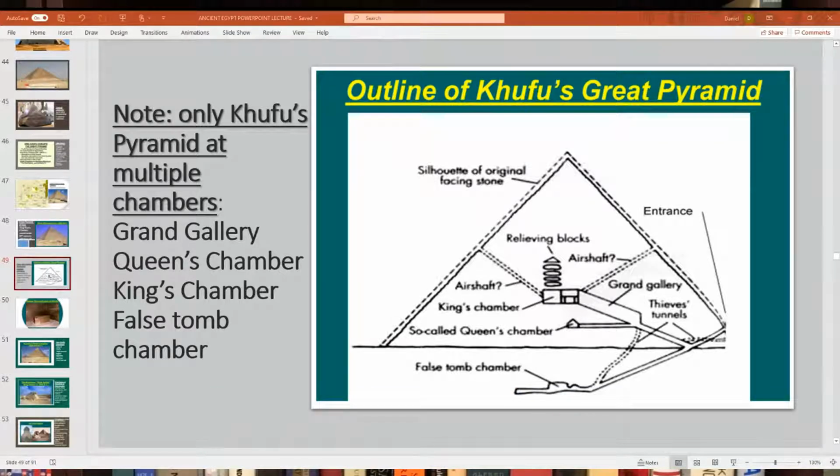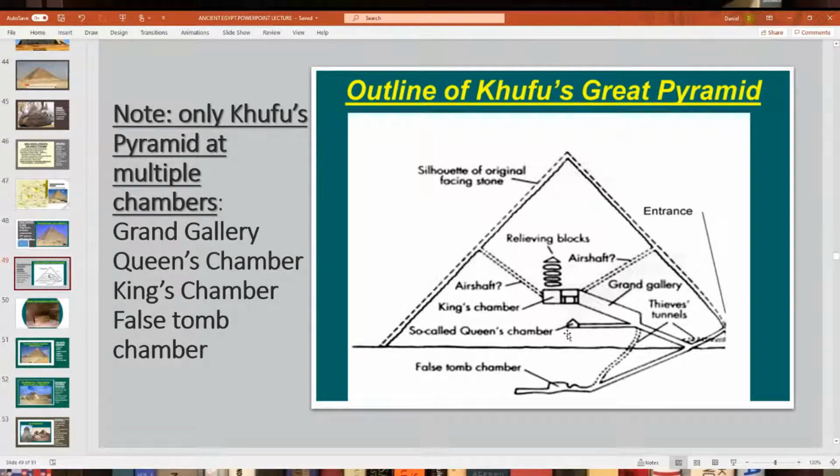They think the one on the bottom, which has different names, like the false tomb chamber, may have been put in to fool tomb robbers. But evidently it didn't work. The Great Pyramid was broken into in ancient times. The whole thing was robbed. It was hard to get into because they had massive stones put there to block people from getting in. I think some of those stones weighed tons. They were able to remove them, which is amazing.